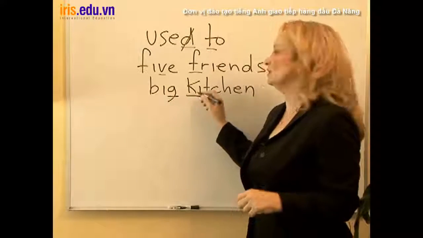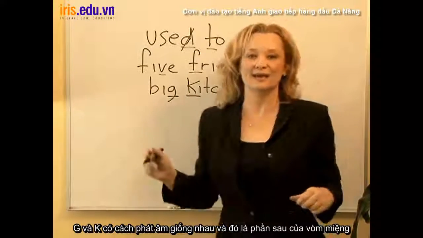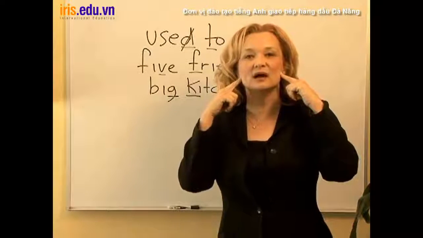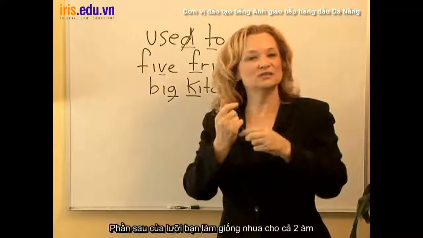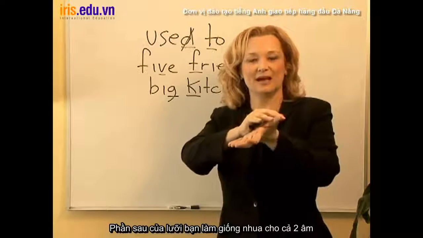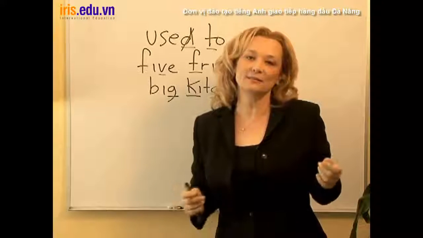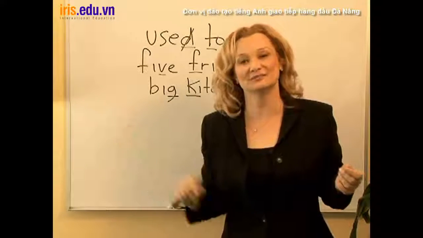One more example. Big kitchen. G and K have the same point of articulation. It happens back here. Let's try that. G, g, g, k, k, k. Your tongue is doing exactly the same thing in the back. So we don't say, I have a big kitchen. Let's link them. I have a big kitchen.